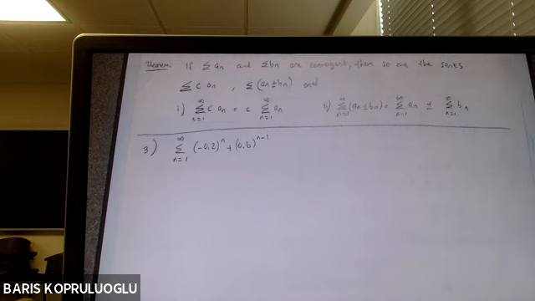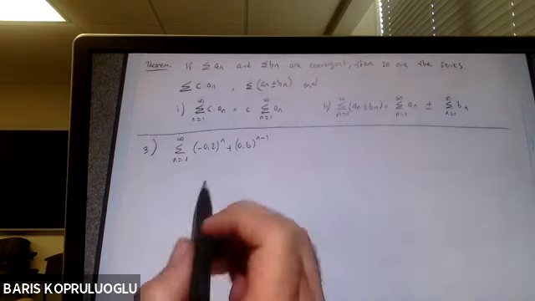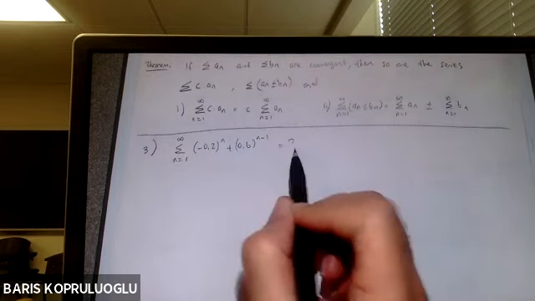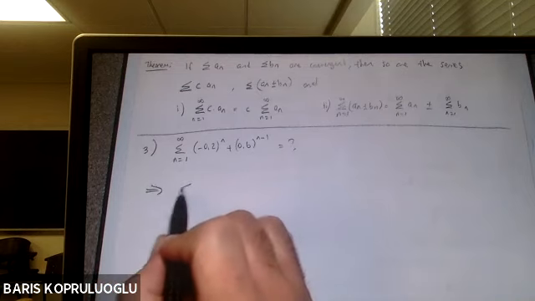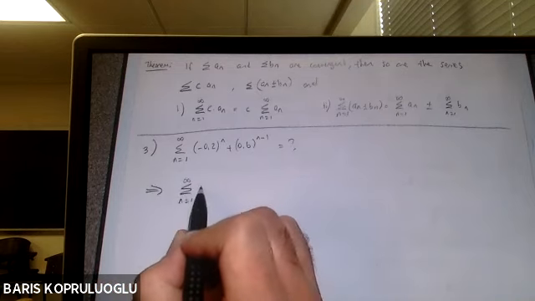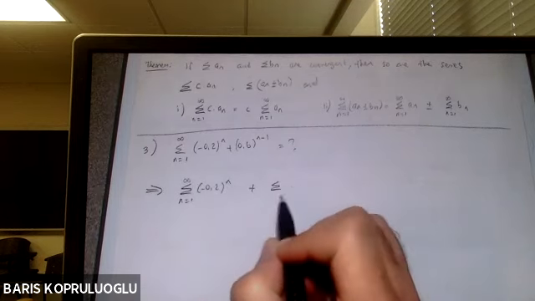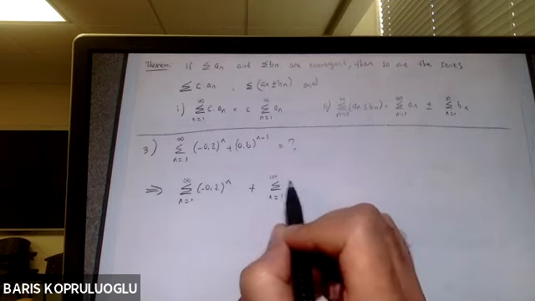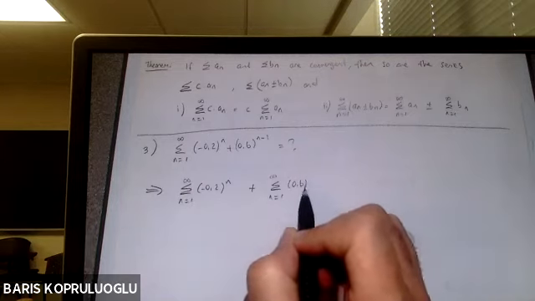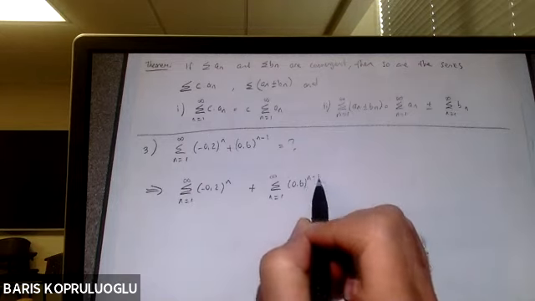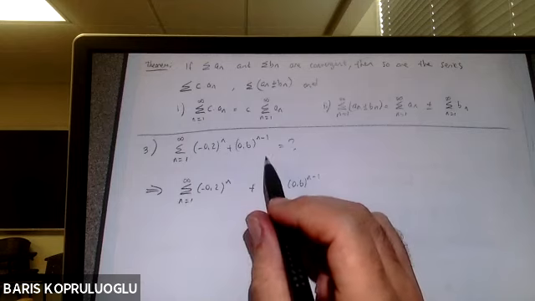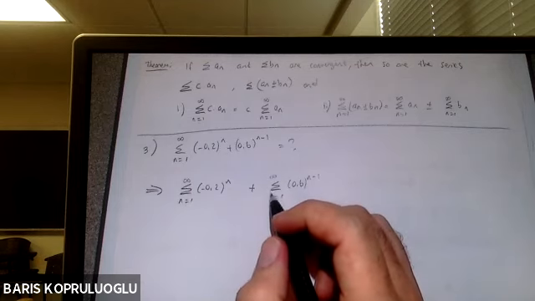So we have a sum of two terms. What we can do is split them up and handle them separately. If both of them are convergent, then we'll be able to find this sum. But if even only one of them is divergent, then the answer is just divergent.